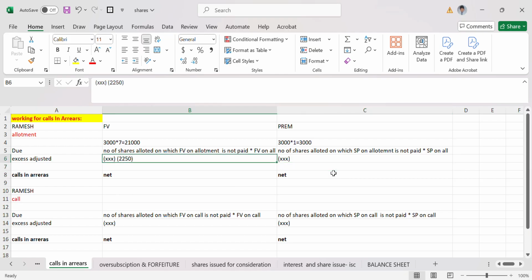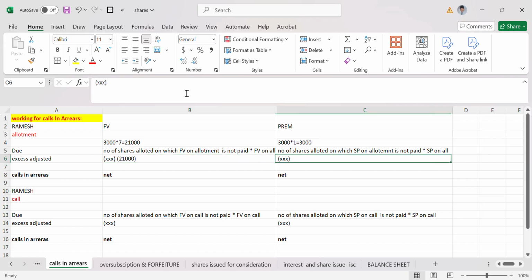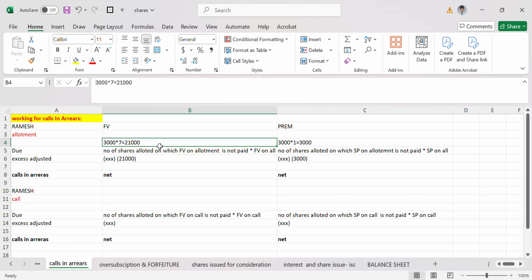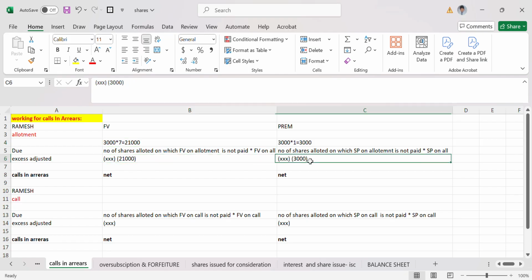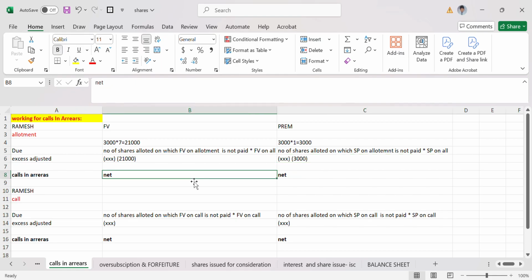Say suppose the excess that was mentioned in the table was more than 21,000. Suppose it was 24,000 mentioned here, so 21,000 I will minus from face value and the remaining 3,000 I will minus from here. This is in the scenario when the excess mentioned in the oversubscription table in allotment for Ramesh was say suppose 24,000, then in that case only up to 21,000 I will minus here and the remaining 3,000 I will minus here. I'm just taking an imaginary number and I will find the calls in arrears.